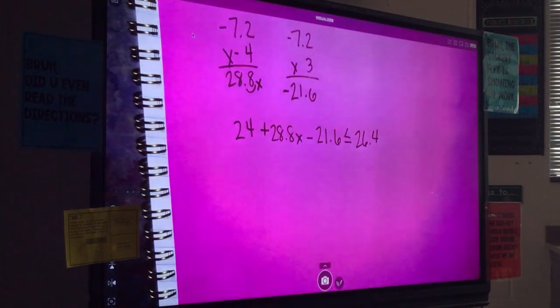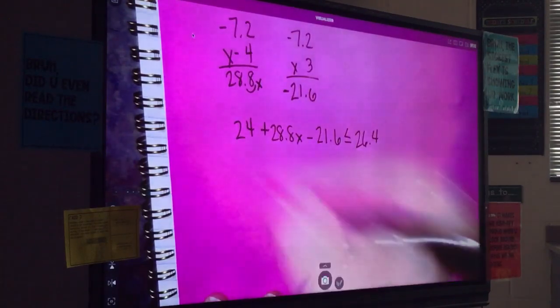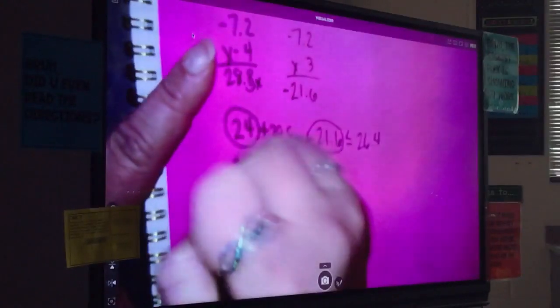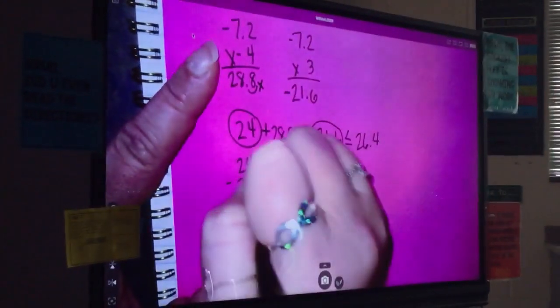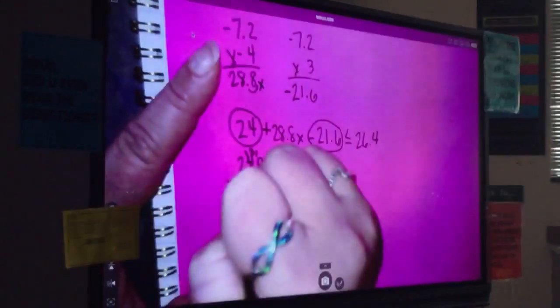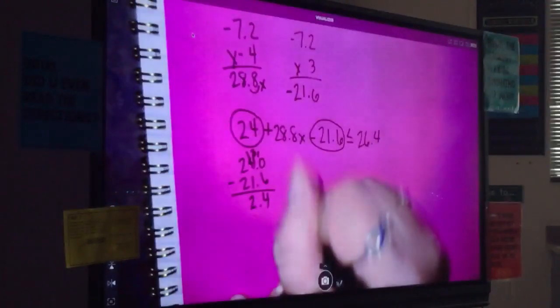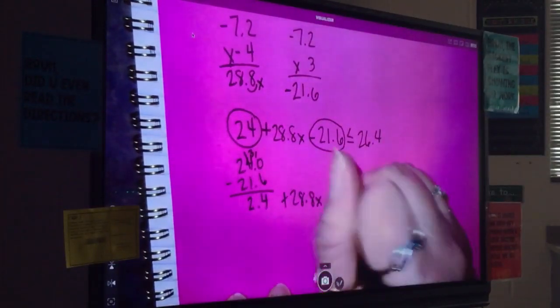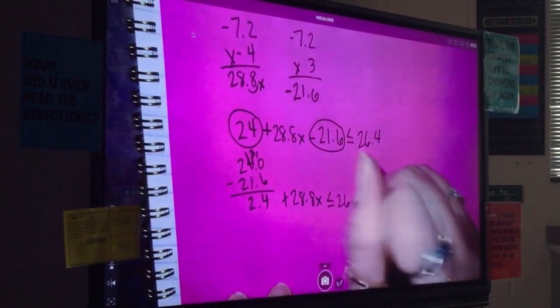Look for combined like terms. Can I combine like terms? Which two? 24 and negative 21.6. Yes. So 24 minus 21.6. I end up with 2 and 4/10 plus 28 and 8/10 x is less than or equal to 26 and 4/10.